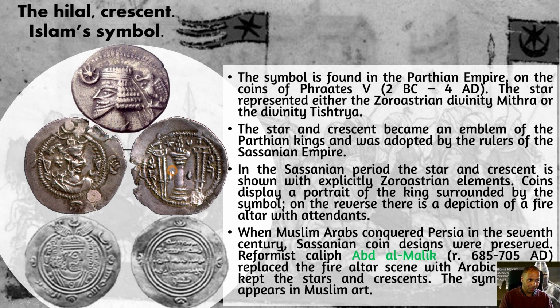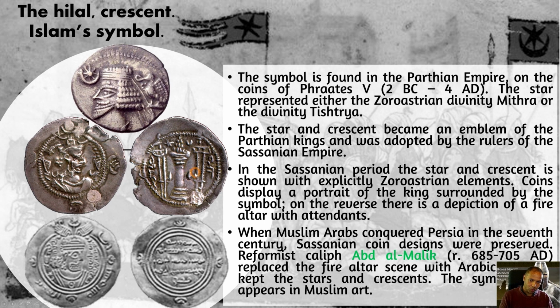In the Sasanian period, the star and crescent is shown with explicitly Zoroastrian elements. Coins display a portrait of the king surrounded by the symbol. So you've got the king surrounded by the symbol. You can see there, crescent, crescent here, right? And you'll see here the fire symbol, the fire altar, right? On the reverse, you've got a depiction of a fire altar with attendants.